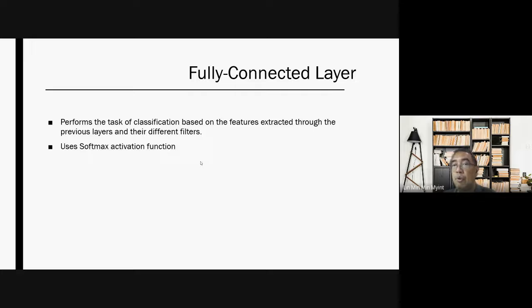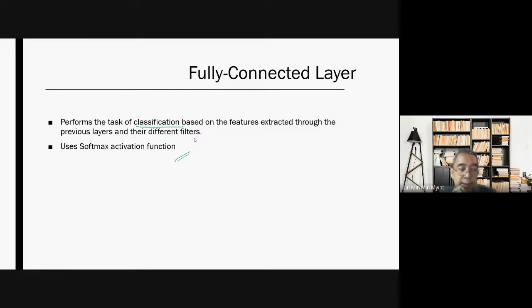Then finally, you pass through the fully connected neural network. That one will do the classification job, based on the features extracted in the lower layers, the convolutional layers. Then it will be classified as the output, like this. Today, let me stop here.